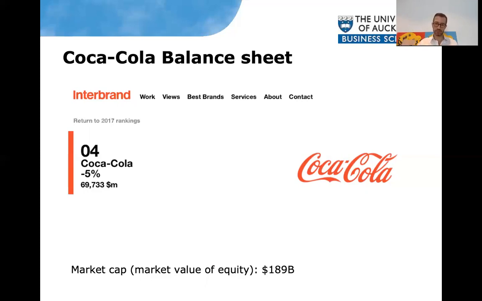Of course, there's also what we mentioned before, for example, future cash flow projections. These will add to the value of Coca-Cola.